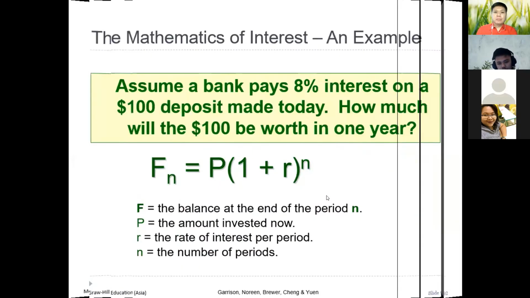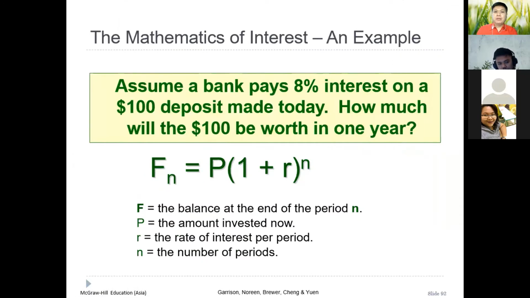Okay, so let us have an example. Assume a bank pays 8% interest on a $100 deposit made today. How much will the $100 be worth in 1 year? So you imagine yourself putting $100 in a bank. And what's your purpose for putting that $100 in the bank? For you to earn interest.